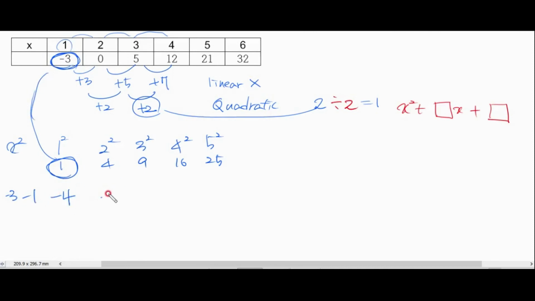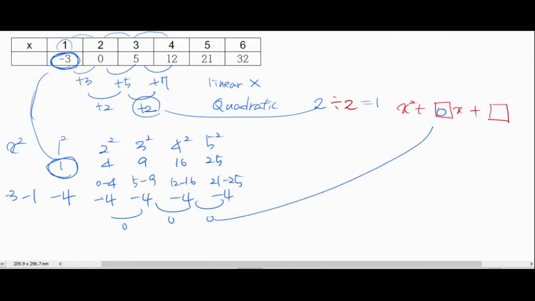And look at this one. It will be 0 minus 4, and that will also equal -4. And now 5 minus 9, and this will also be -4. 12 minus 16 is -4. 21 minus 25, this is also -4. And the key is to look at the difference between these numbers: 0, 0, and 0. Like this, we can check this something x is 0, so that doesn't exist.